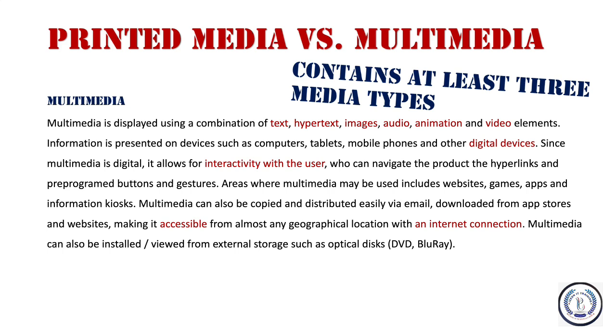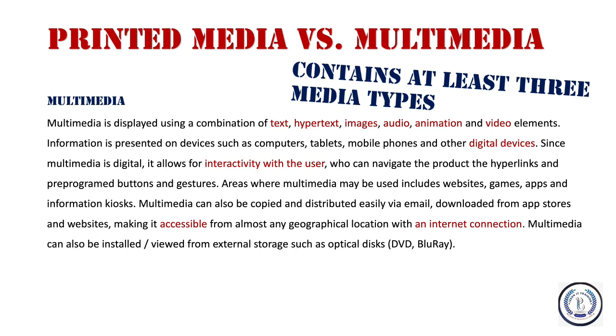Next, we'll move on to multimedia, and I'll say it right from the beginning now, it contains at least three media types. Try to think of it in your head as paper-based media for the printed media could only display text and images. So essentially, once we get into a third media type being added on, we are now in the multimedia category, and it's because it can display those media types that do contain moving elements. As said in this first line here, it contains a combination of text, hypertext, images, audio, animation, and video elements. At least three of those.